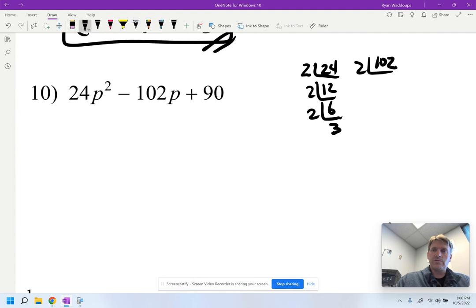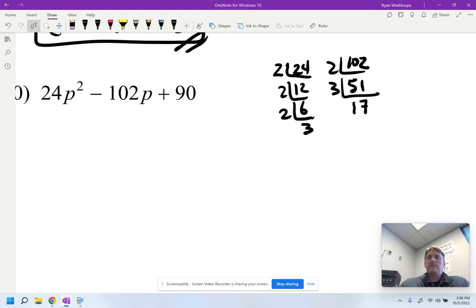102. 2 goes into 102 51 times. And then 2 won't go into 51, but 3 goes into 51, and it goes in there, I think 17 times. Yeah. And then 17 is prime, so we stop there. And then 90, 2 into 90, 45 times. And then 3 goes into 45 15 times, and 3 goes into 15 5 times.